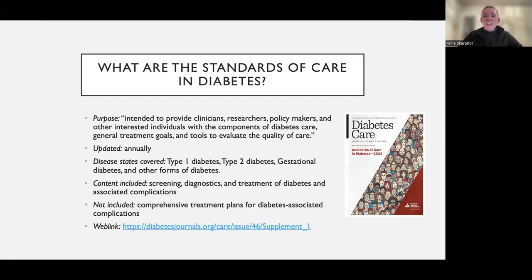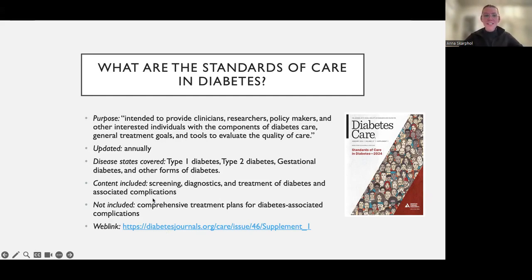This is a set of guidelines put out by the American Diabetes Association, and they're updated annually, which is really nice. A lot of our other guidelines don't get updated that often, and so things can kind of get out of date, but they really try to keep these up to date, partly due to the fact that diabetes is so prevalent. It's important to always be up to date on the treatment and everything.